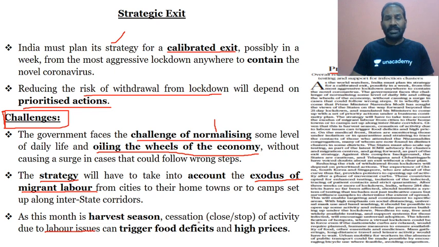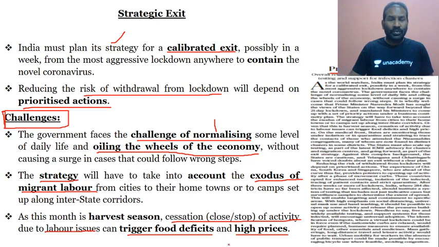And if the harvest activity is stopped, I'm saying this in the context of the calibrated exit. In the calibrated exit, if the government has decided that the movement of migrant laborers from one state to another is stopped, and they are not allowed to work in the harvest season or post harvesting, then it could trigger food deficits, and the food items or provisions would soar, the prices will definitely start rising. That is again a challenge.